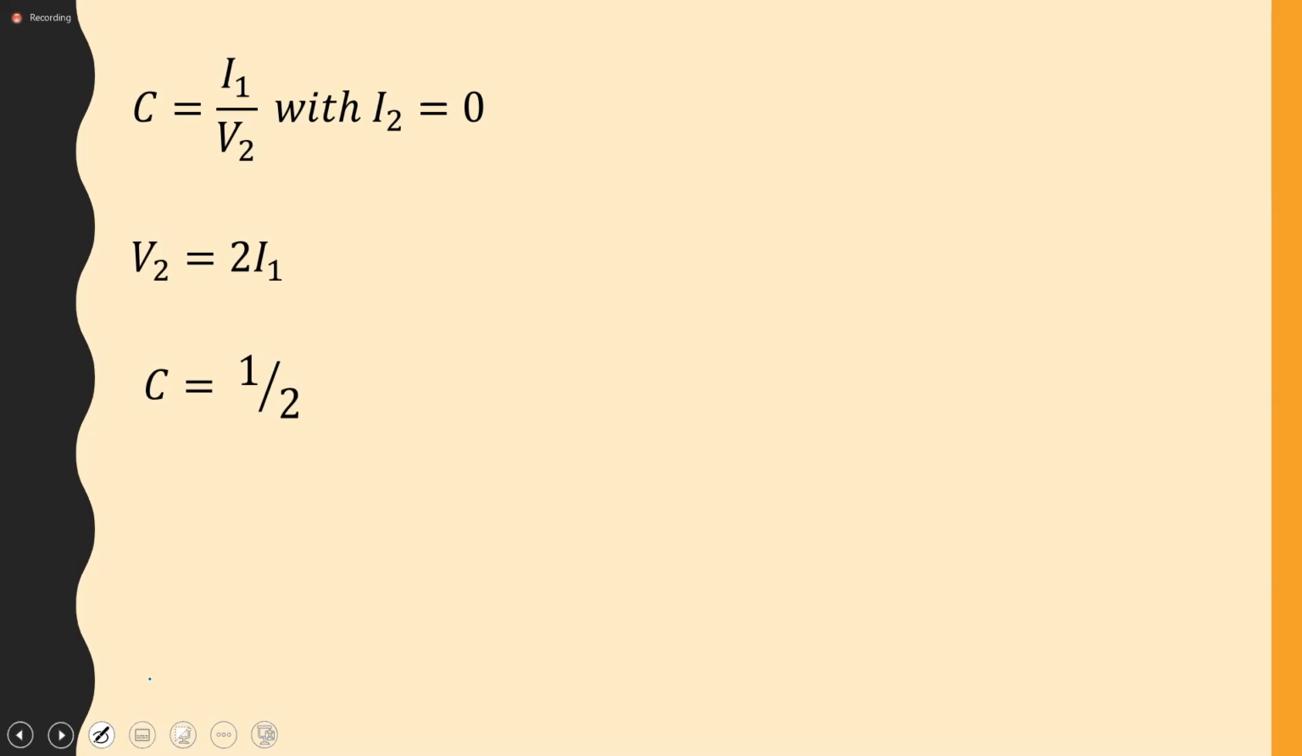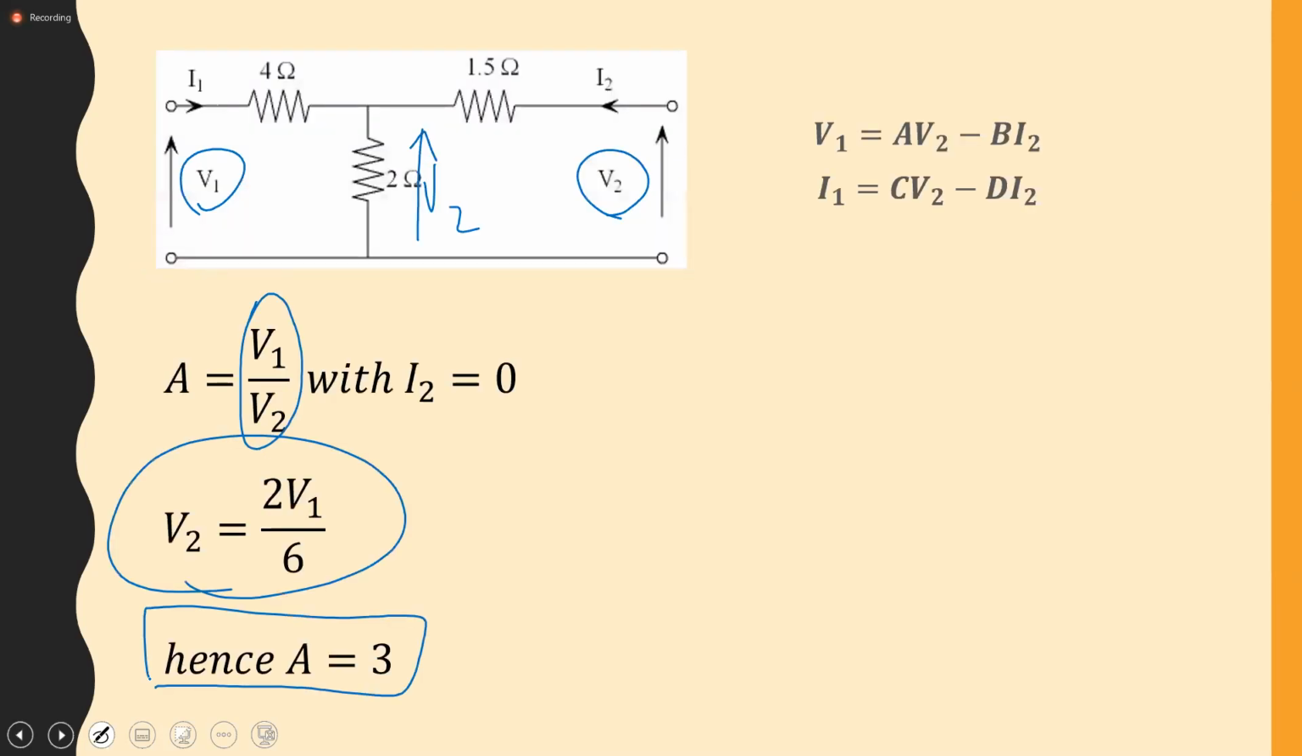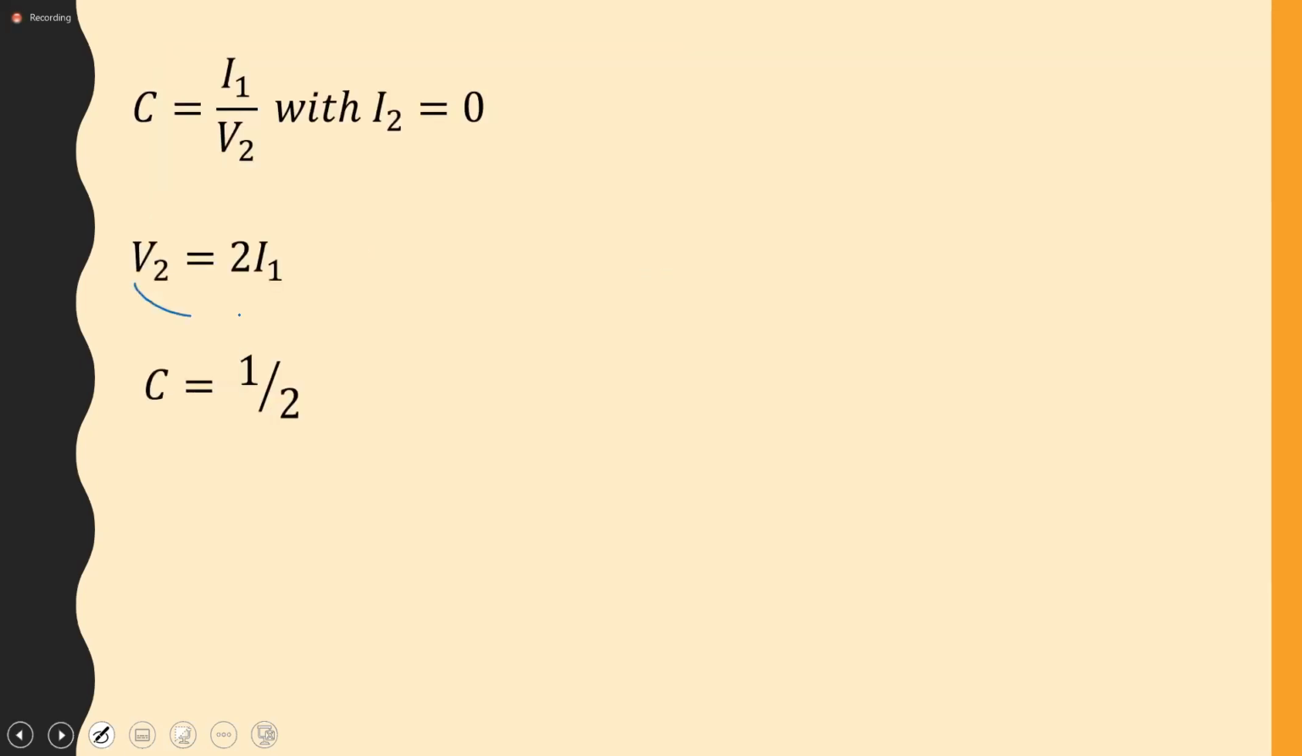If we go back to the network, what we're looking for is a relationship between I1 and V2. I1 would flow through the 4 and the 2 ohm resistor. So the voltage across the 2 ohm resistor would be 2I1, and that voltage is V2. So it means that C is equal to a half. Any questions?